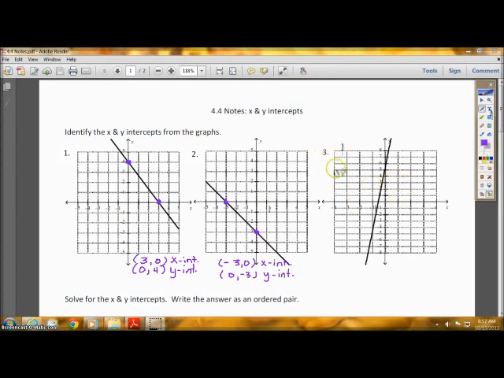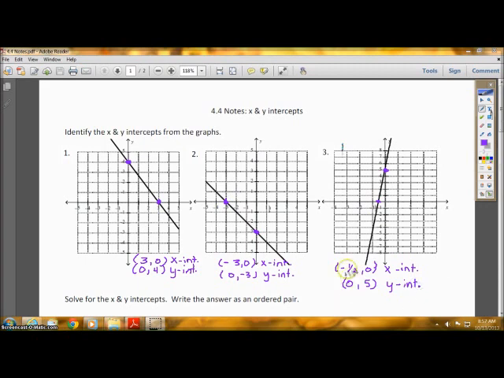Number 3, I want to see where my line crosses my x-axis. It's crossing here, and that looks like it's between 0 and -1, so that would be -1/2, 0. Most of the time, the x and y intercepts are not these nice whole numbers that we see here. They will sometimes be fractions. That's my x-intercept. Then I want to see where it crosses my y-axis, and it's crossing my y-axis here at 0, 5. And that is my y-intercept.